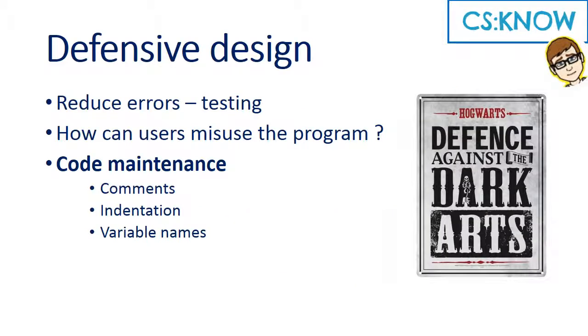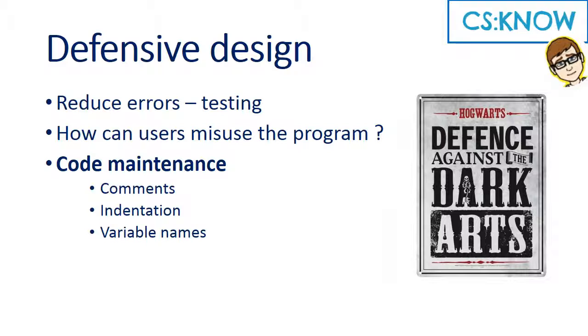So the idea is when we make a piece of software, we want it to be the best piece of software that's going to have no errors and it's going to fully work every single time. So we have to try and reduce errors as much as possible by testing it, trying as many different tests as possible. We think about how the users might possibly misuse the program. So what errors are commonly going to happen with it. And how we maintain our code itself. So we should design it.